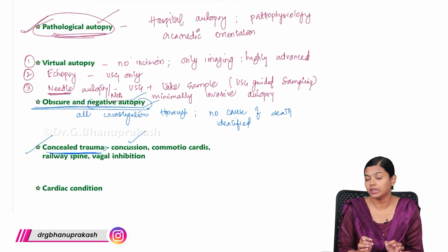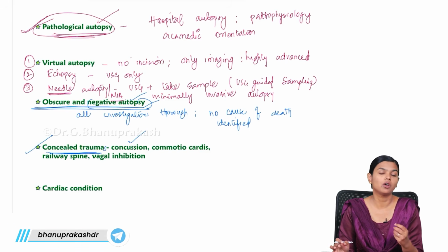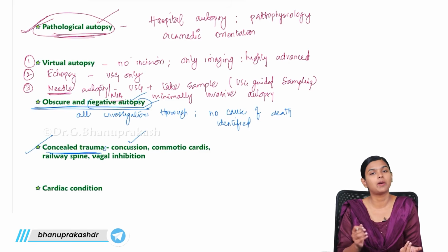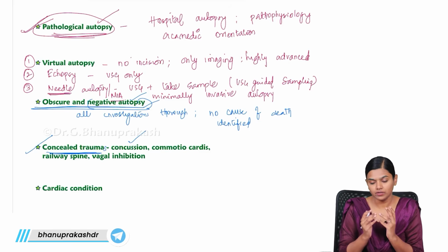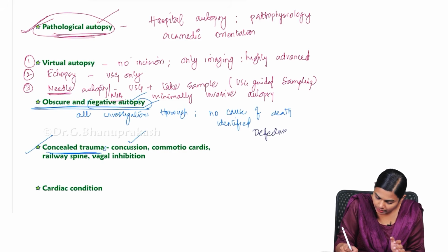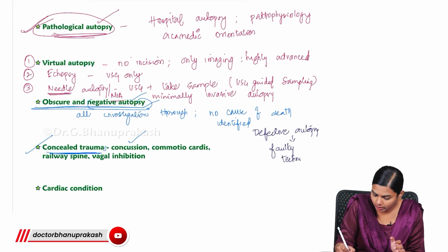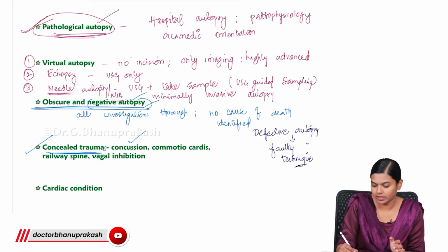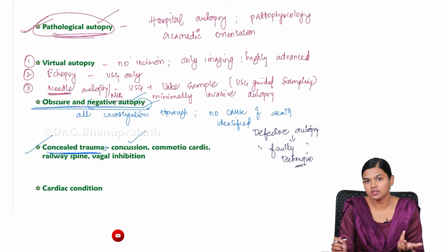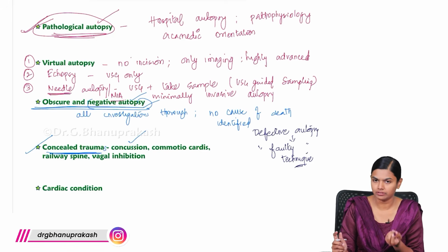This is different from a defective autopsy. Sometimes you won't get the cause of death even in a normal case because your system was defective, your mode of doing the autopsy was defective, or sample collection and analysis was defective. If something is defective, we call it a defective autopsy. It is mostly a faulty technique, either in the technique used or the analysis done.